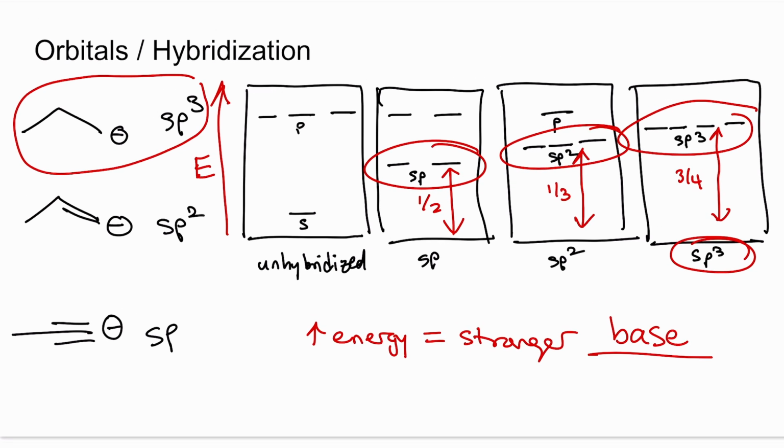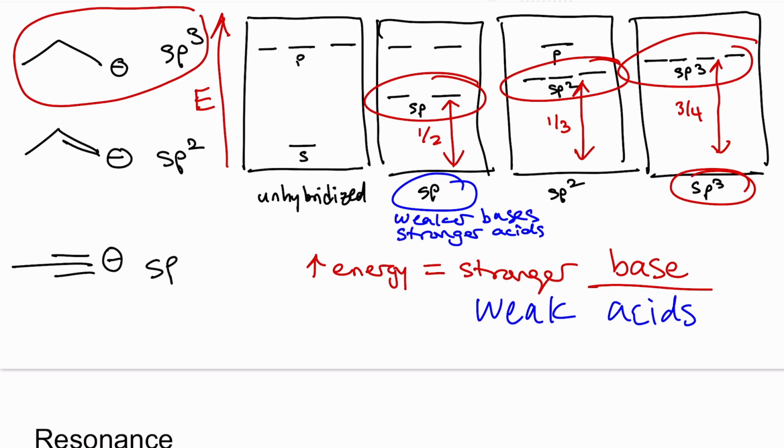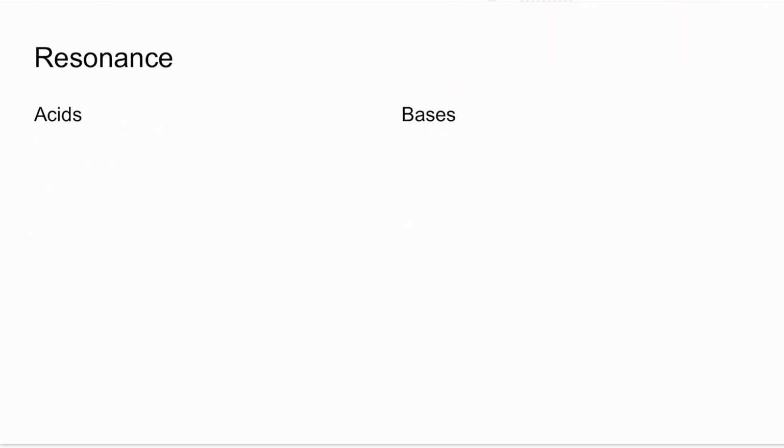So how would hybridization relate to acids? Just think of them as opposites. Since sp3 orbitals gave us stronger bases, that would mean they gave us weak acids. And for sp orbitals, you can think, oh, since these are weaker bases, they give stronger acids. All right, now let's talk about resonance.